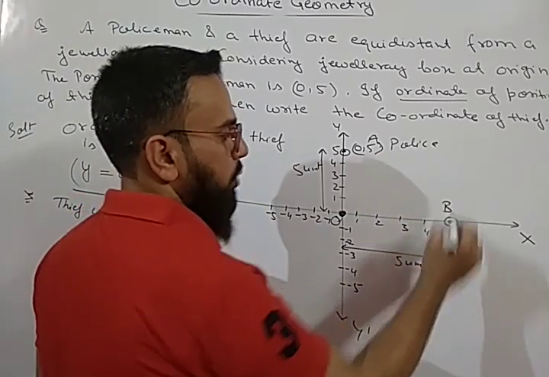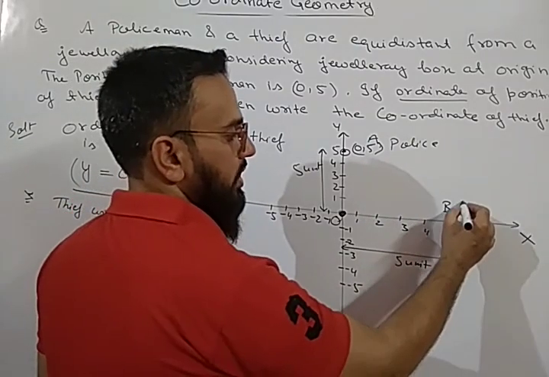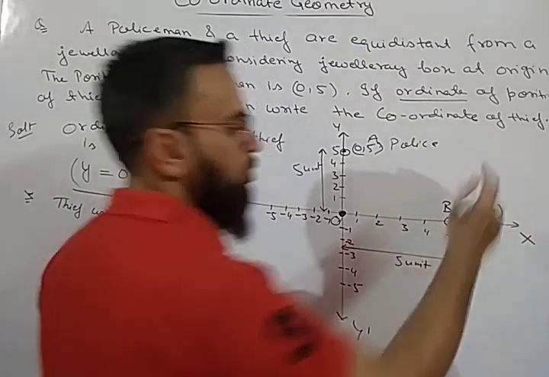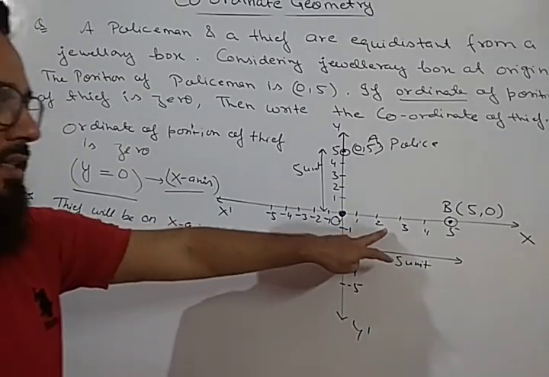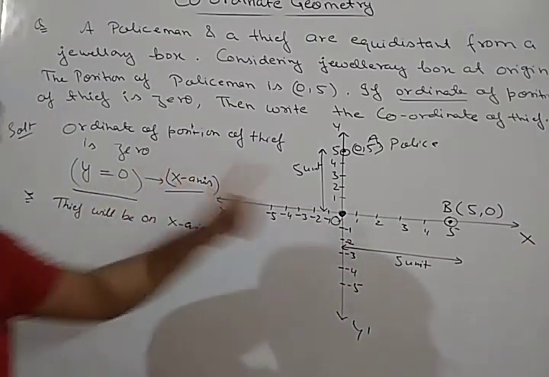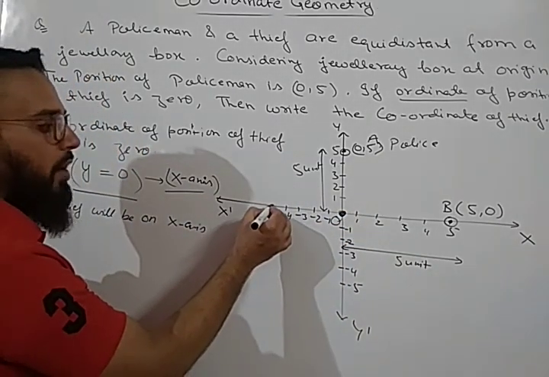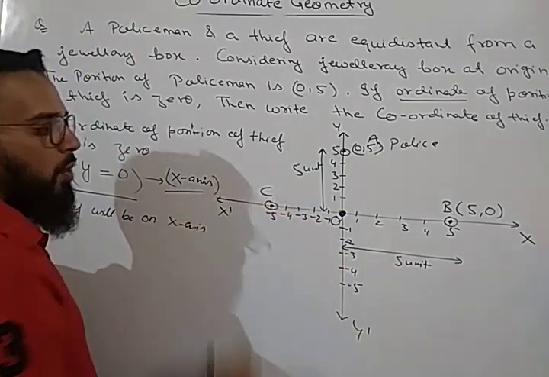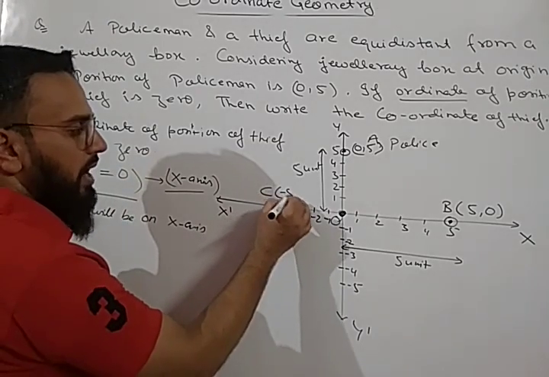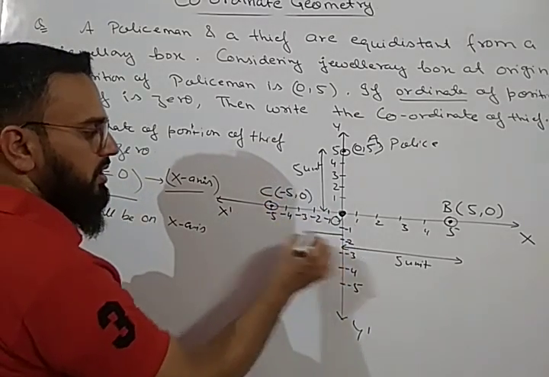So the thief may lie at this point. Let us consider this point as point B. So what will be the coordinate of this point? It will be (5, 0) because it is on the x-axis. On the x-axis y equals 0. So it will be (5, 0). Or the thief may also lie on this point. Let us consider this point as point C, and this will be (-5, 0) because this distance is also 5 units.